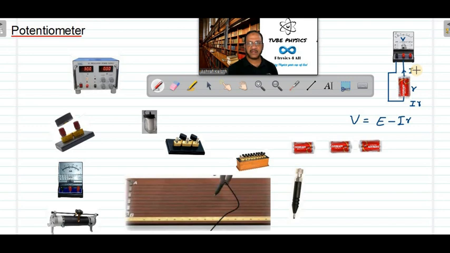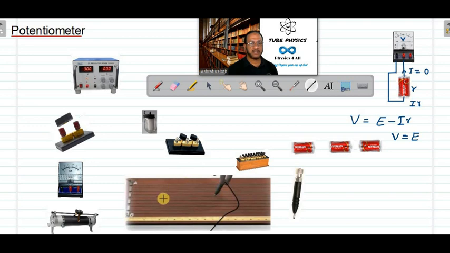Suppose in this circuit the current I equals 0, no current is flowing. If I equals 0, then V is equal to E. It means the potential difference available at the two terminals of the cell will be equal to its EMF, because there is no drop inside the cell since the current is 0. This is the principle applied in the potentiometer.